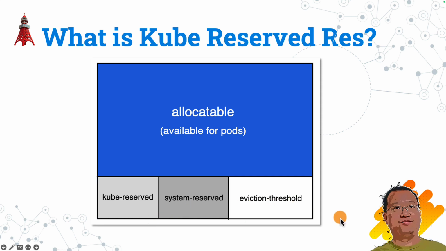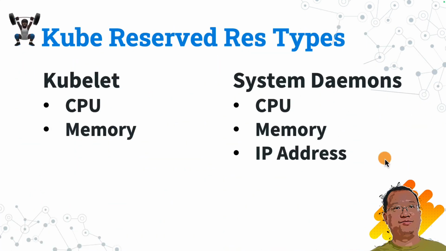What resources are needed by Kubernetes? Kubelet needs CPU and memory resources. System daemons need CPU, memory, and IP address. These daemons handle various tasks, including Kube proxy, AWS container networking interface, EKS logs agent, etc. Daemons ensure smooth operations of Kubernetes cluster. Let's move to Kubelet detail.